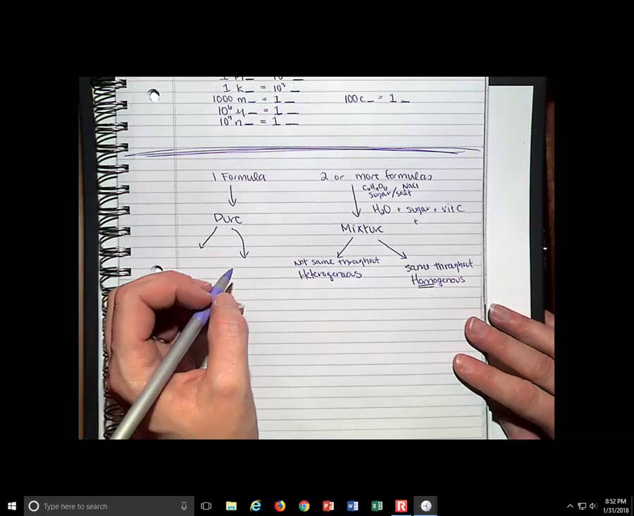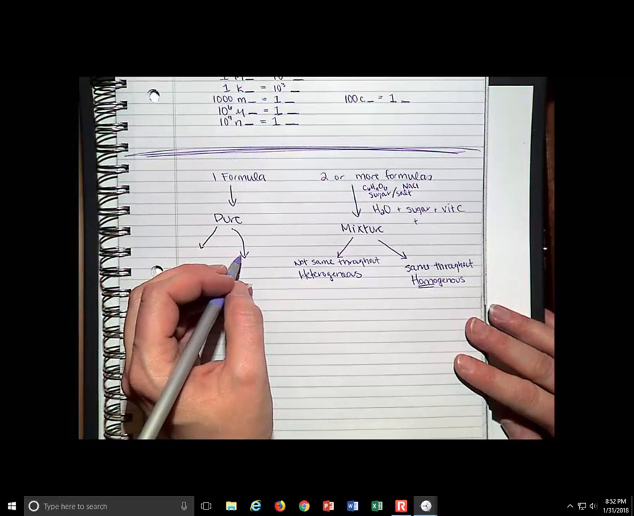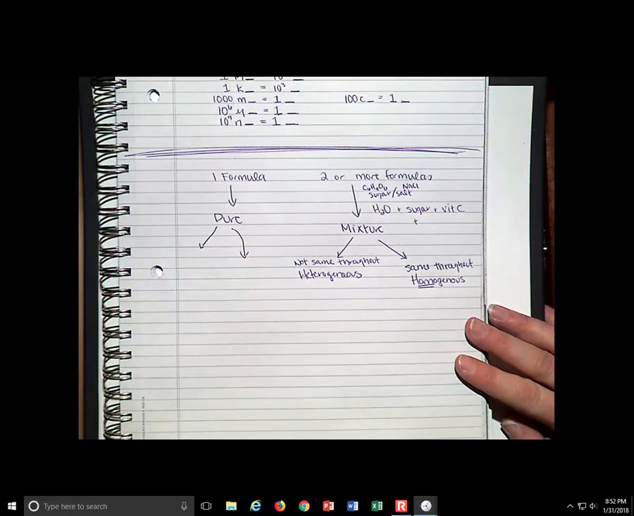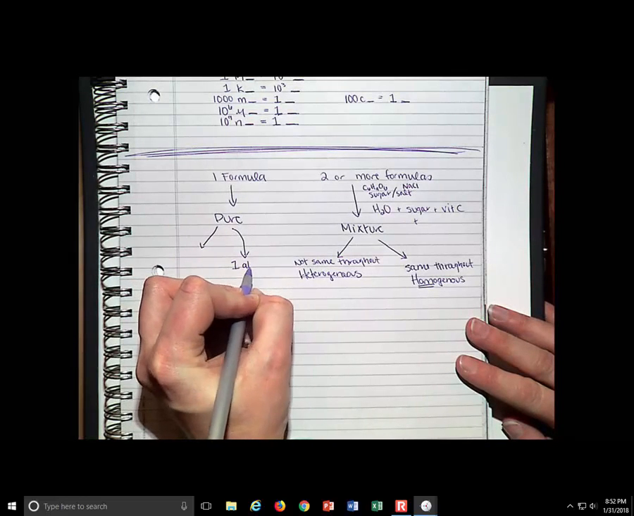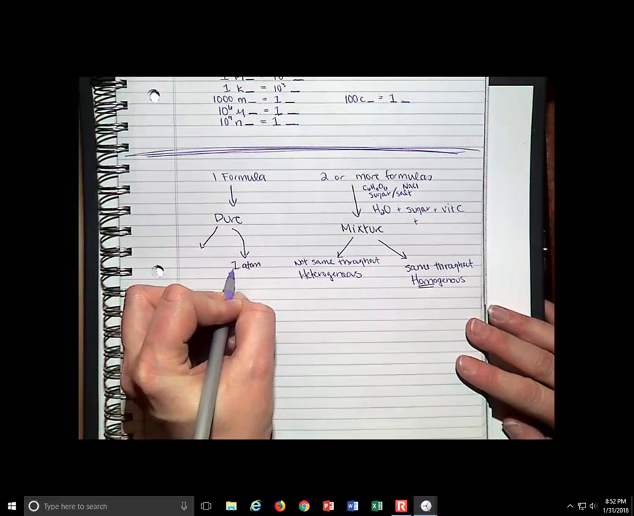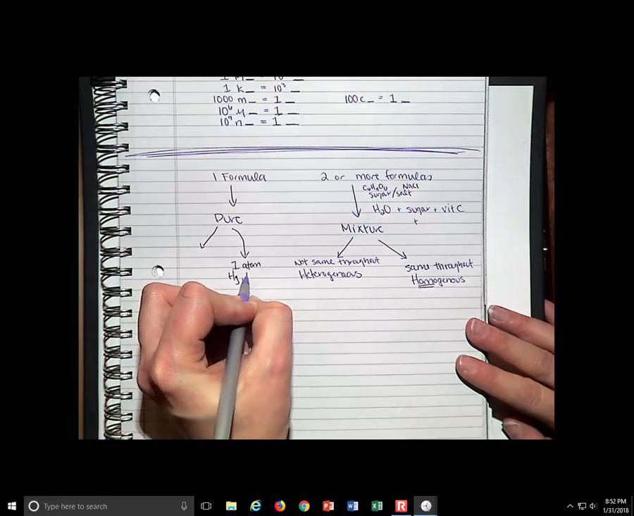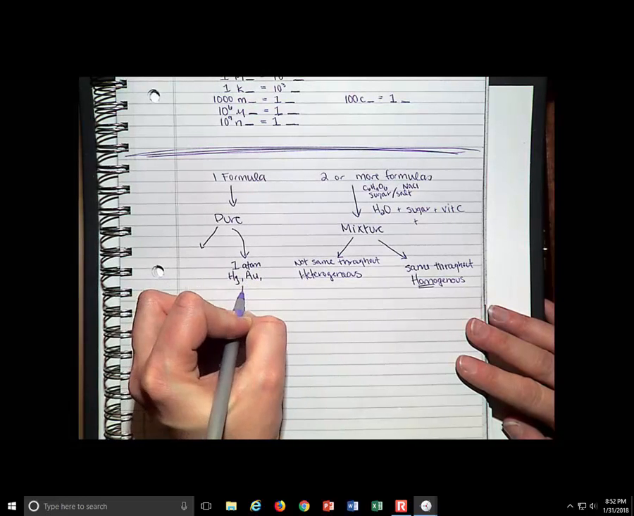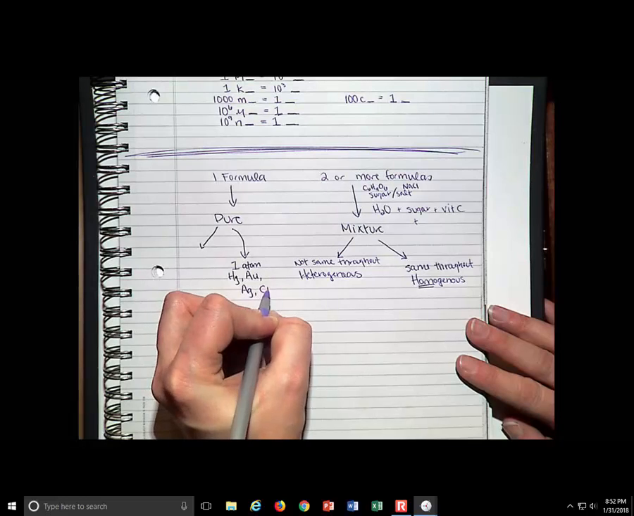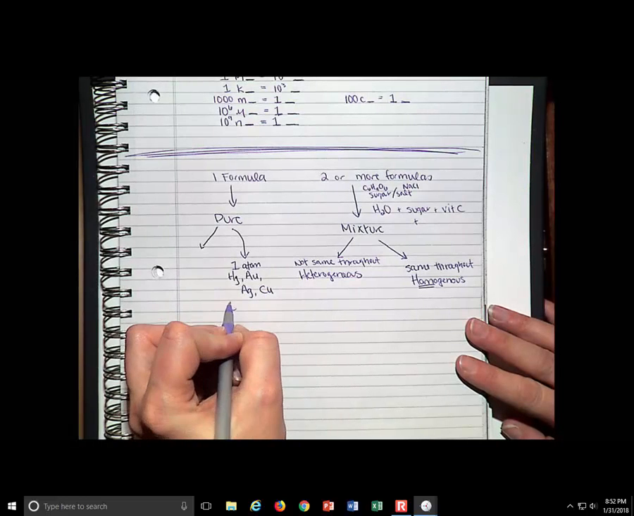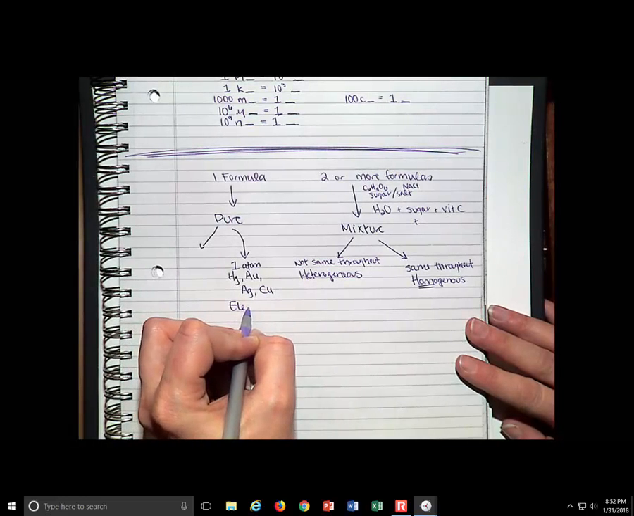Okay. And then pure compounds, you have to look at how many atoms make up your sample. One atom, like mercury or gold or silver or copper, these are all going to be elemental, a pure element.